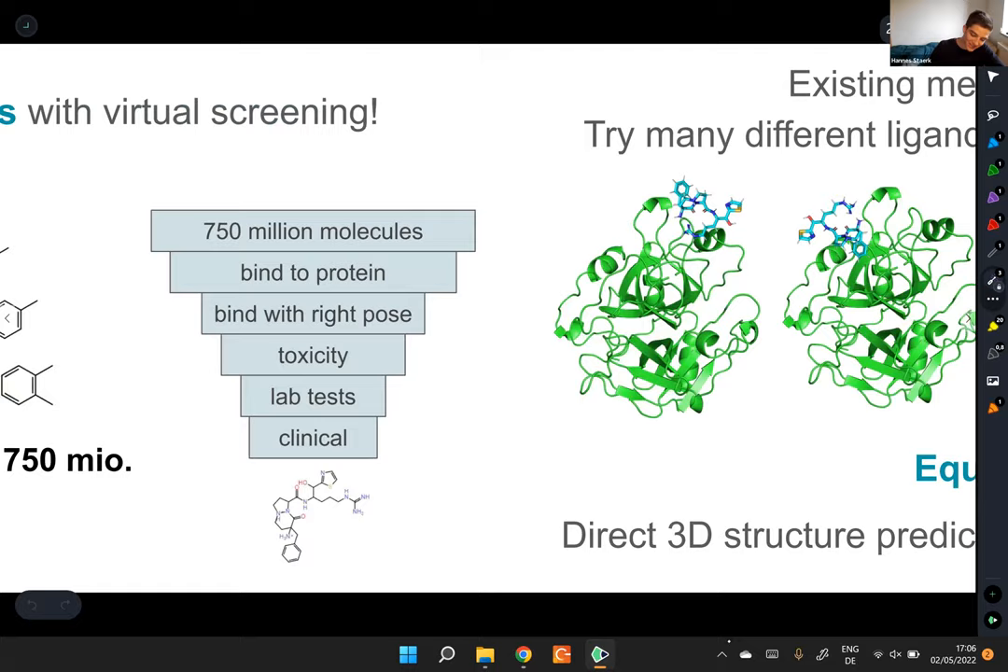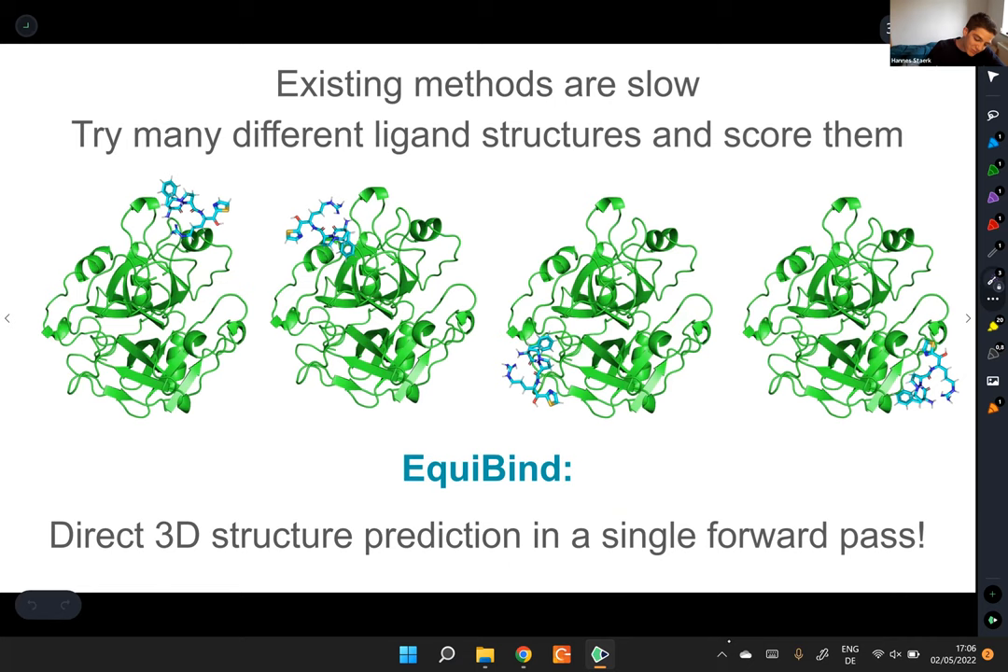But we know that most methods that we use for docking, for predicting the 3D structure in which a small molecule binds to a protein, sample many possible candidate locations of the atoms of the ligand, and then score them with some score function. This can be quite time intensive if we have to sample many of these positions. Instead, EquiBind predicts the 3D structure. It gives you the coordinates in just a single forward pass. So we also don't have scores for the 3D coordinates that we produce in the end. We just have a prediction of a single 3D structure.